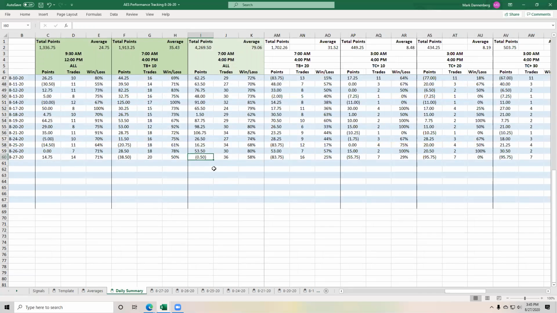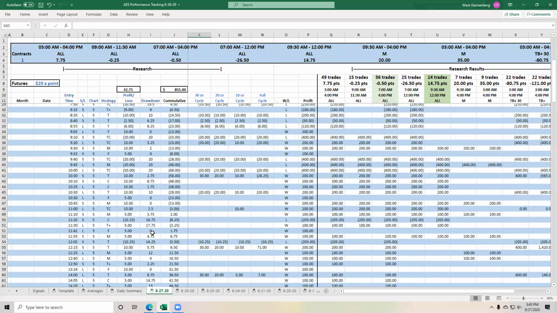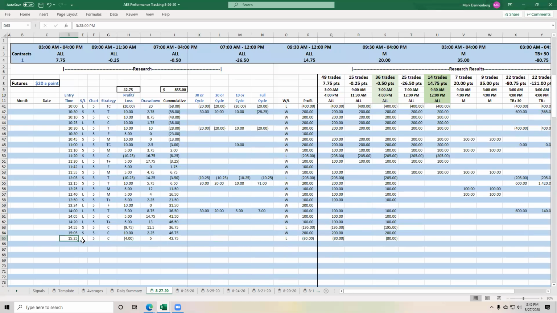Right towards the end of the day here in the live trading room, there was a trade that was a consensus signal. At 15:25, there was a long consensus signal. I talked about this trade. We weren't getting the traction on it, and I talked about it being late in the day.